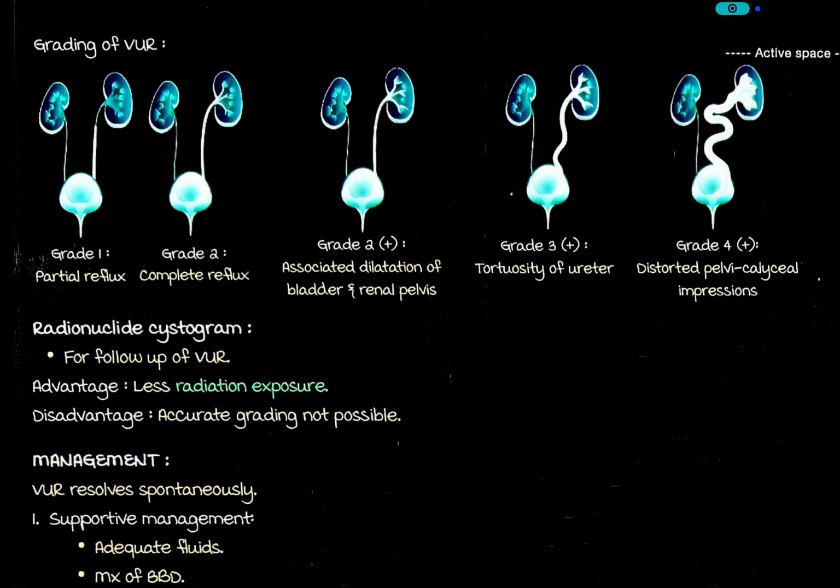Grade 1, you are seeing partial reflux. Grade 2, complete reflux reaching the kidneys. Grade 3, there is dilatation of bladder and renal pelvis, and the ureter is tortuous. Grade 4, there are distorted pelvic calyceal impressions.